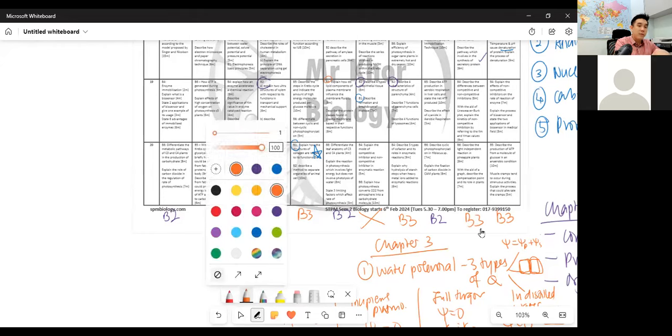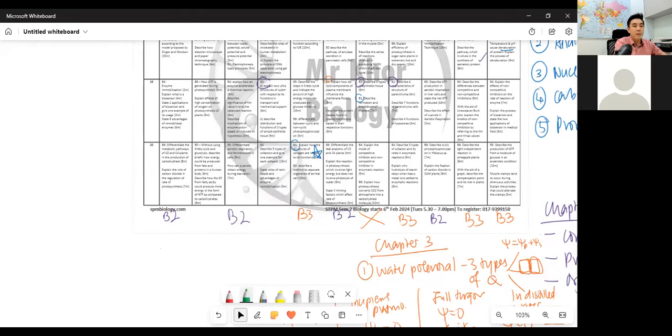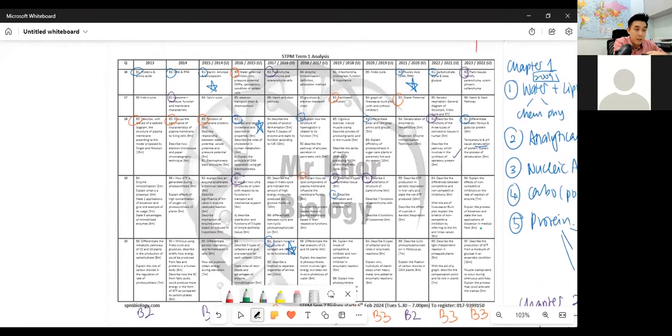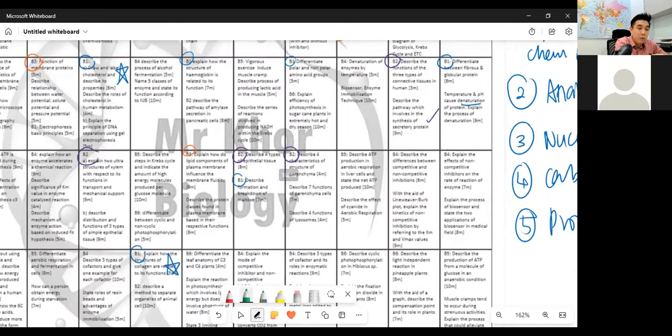Okay, guys, chapter 4. I'm going to use green color now. Let's look at what came out the past few years. Last year, they asked this: effect of non-competitive inhibitor. Then, good news, biosensor already asked, so 90% chance cannot come out. Compare competitive, non-competitive, and then Lineweaver Burk plot related to non-competitive.